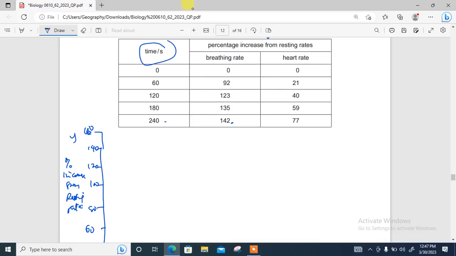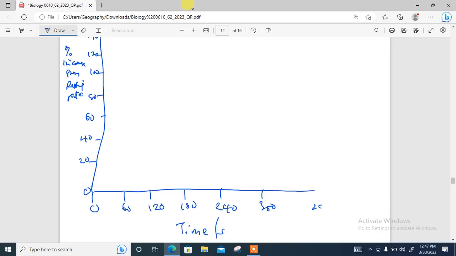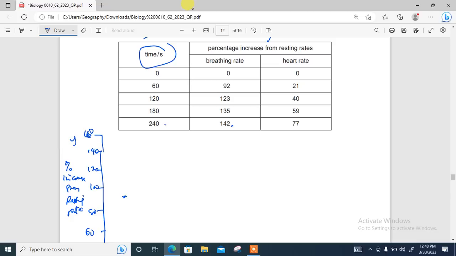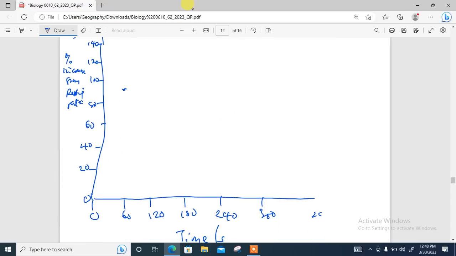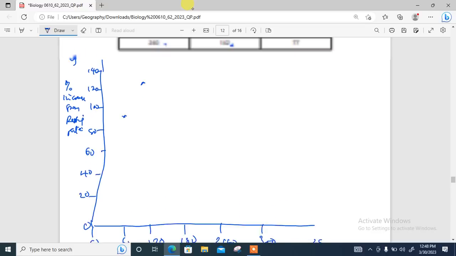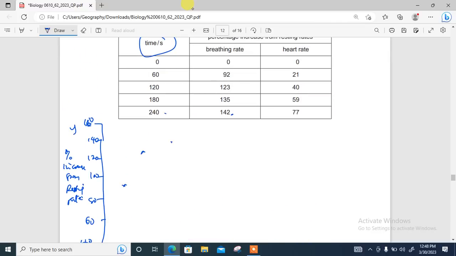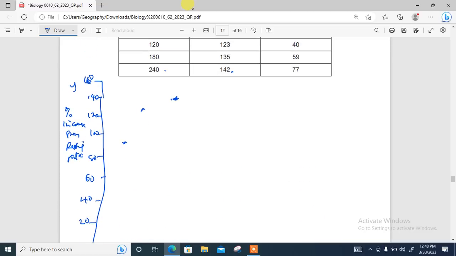So when it is 0, everything was 0. When it's 60, I have around 92. I'm just giving a rough sketch of how it will look. When it is 120, I have 123. When it is 180, I have 135, which will be somewhere there. When it is 240, I have 142.